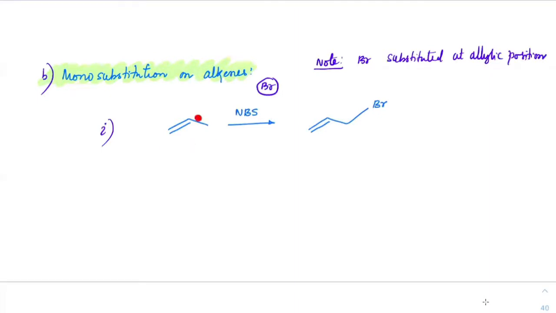Now check this. First case, if you have this here, what do we get? This is one allylic position, so bromine will get attached there. Is there any other possible way? Basically, first there is a dot, which is called a radical. A radical will form, and on that radical Br will get attached. This is how you will get it.